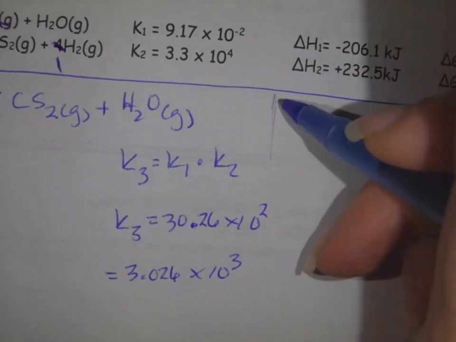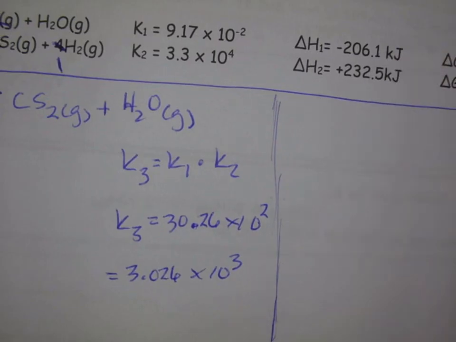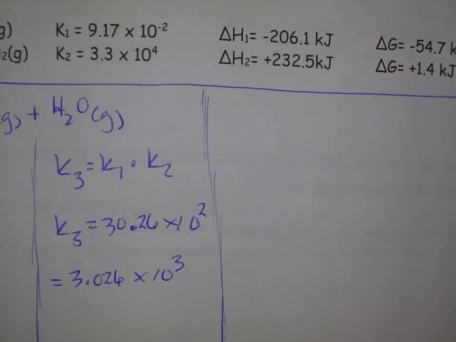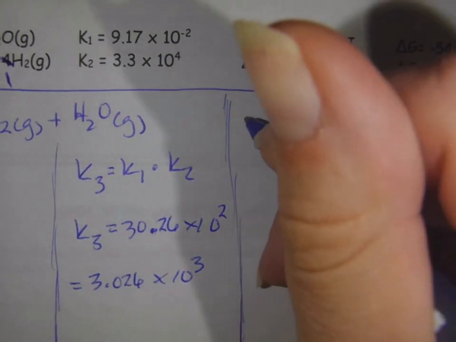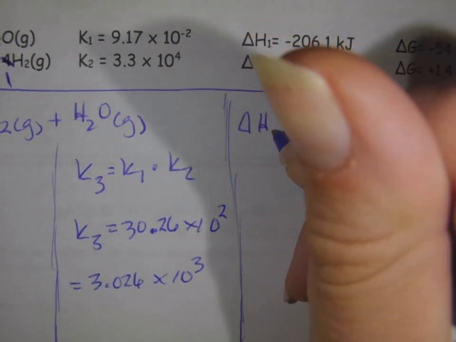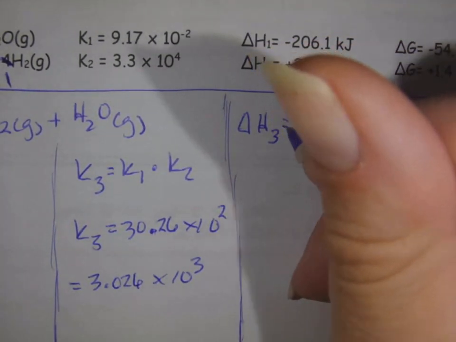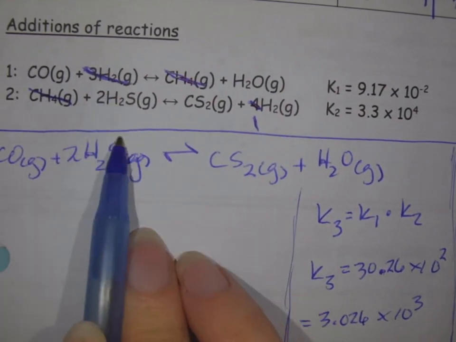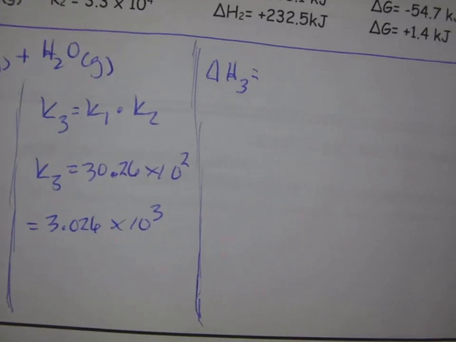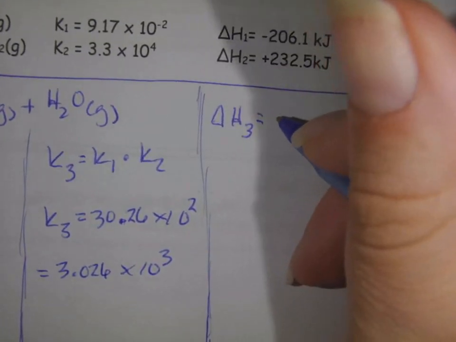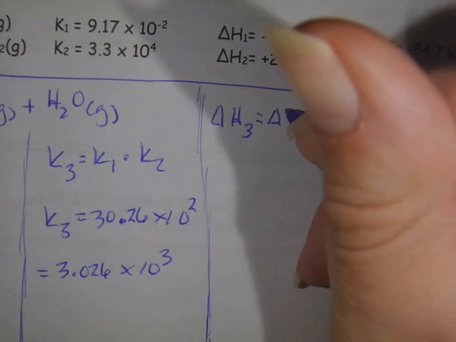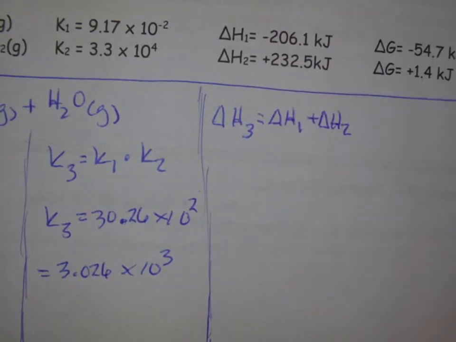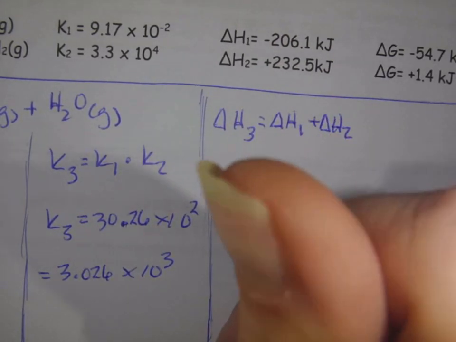But there's my K value. But what about my delta H? What if I want to solve for delta H of this third reaction? Now, we added the reactions together. Instead of multiplying our H values, they add, which is so nice. It's a lot more logical. So delta H1 plus delta H2. Okay? We simply add them together.